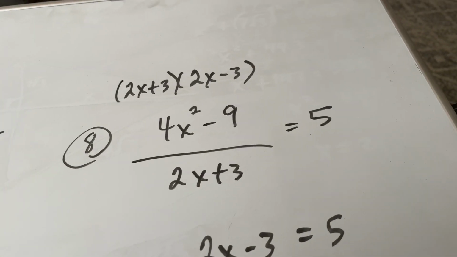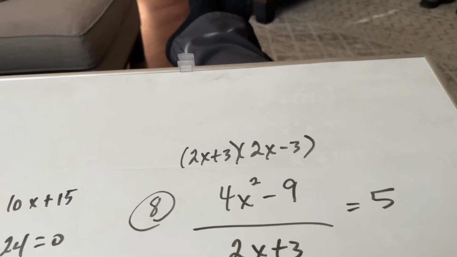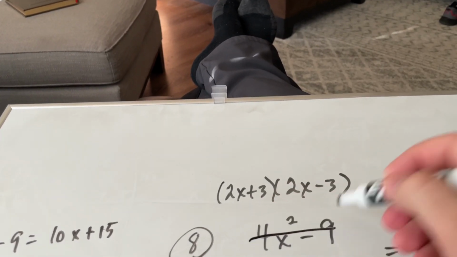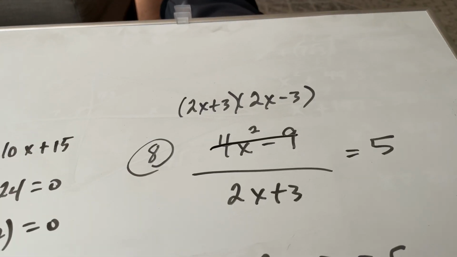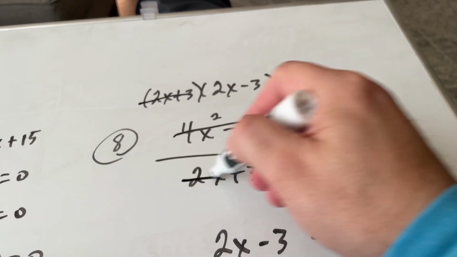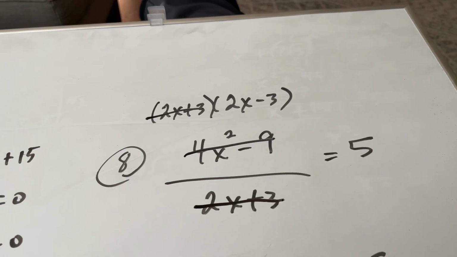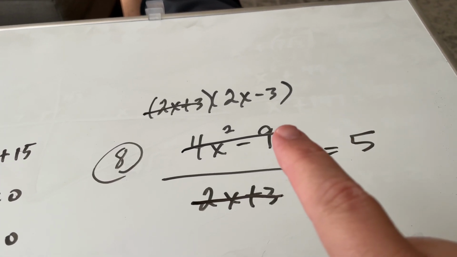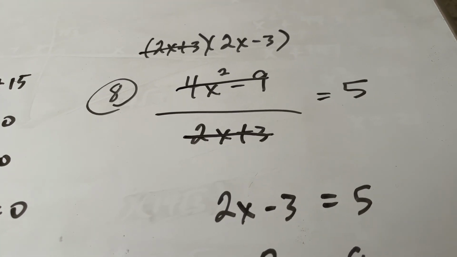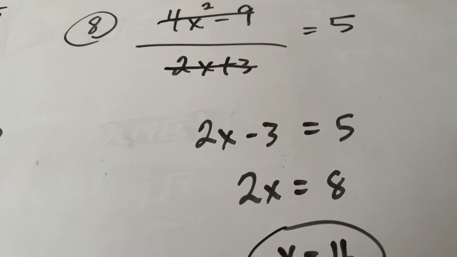Now notice, once you do that, one way to do this is to cancel. In other words, I'm not using the original version anymore, I'm using the factored version. And do you notice that these are the same? So I can cancel those out. And so this is just 2x − 3 = 5. And of course, you add 3 to both sides and get 2x = 8.